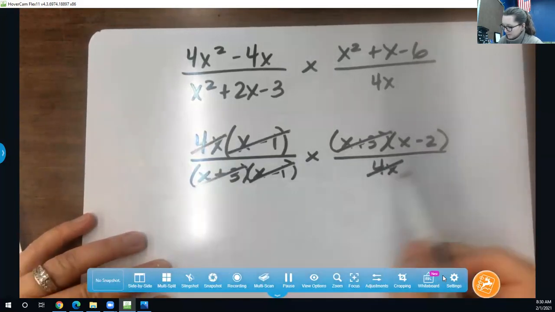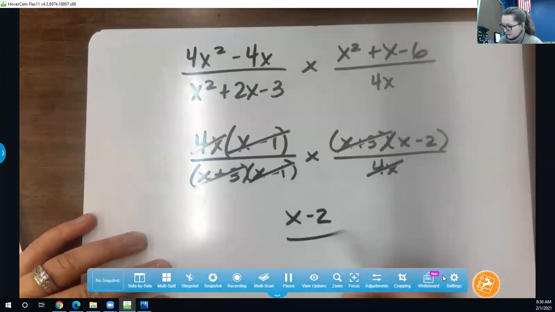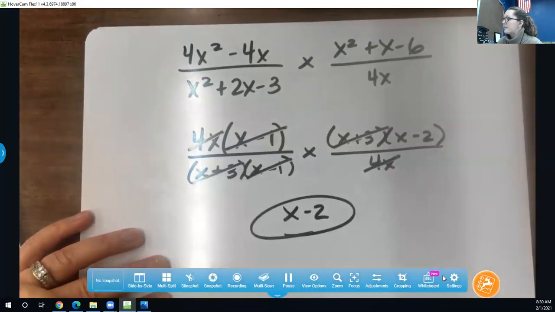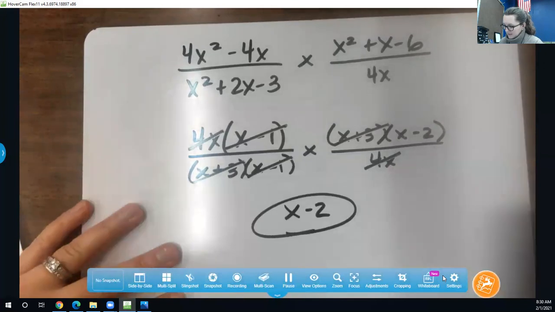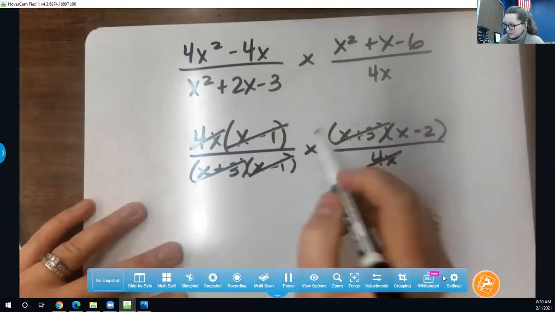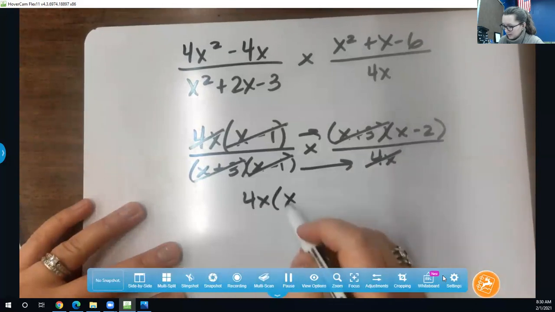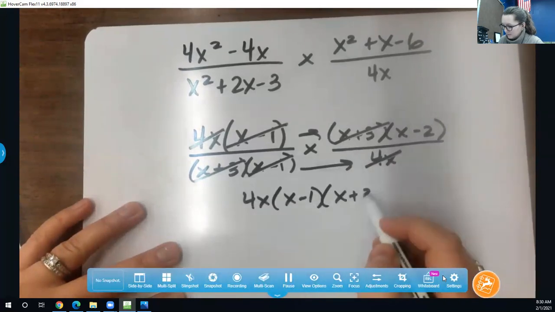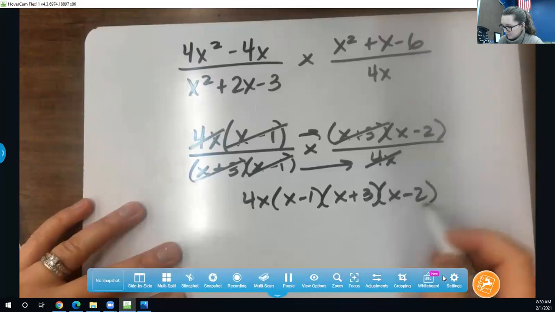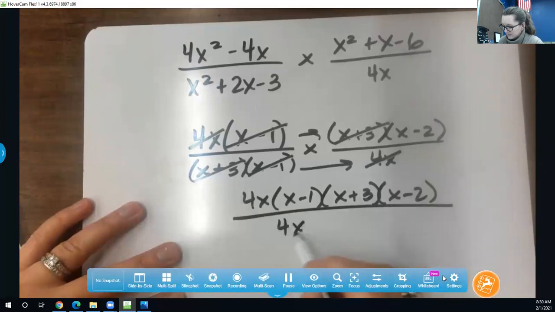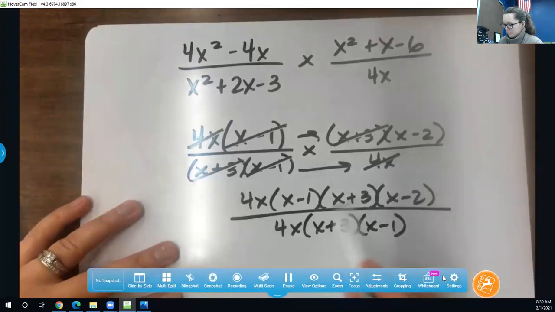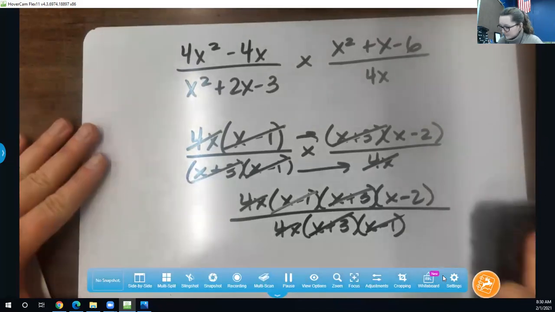So what do I have left? I have just an x minus 2. That was nice. All right, so let's say that I didn't cross cancel and we just multiplied straight across. It would be 4x, x minus 1, x plus 3, x minus 2, divided by 4x, x plus 3, x minus 1. So really we just end up writing it again, and then we can cancel and simplify there. Ends up with the same answer.